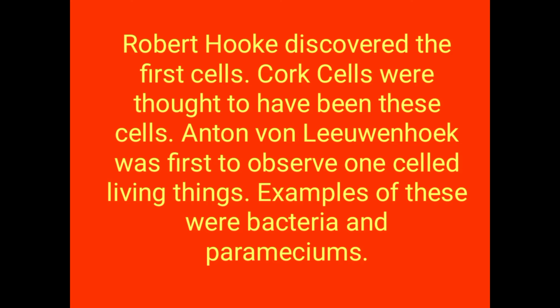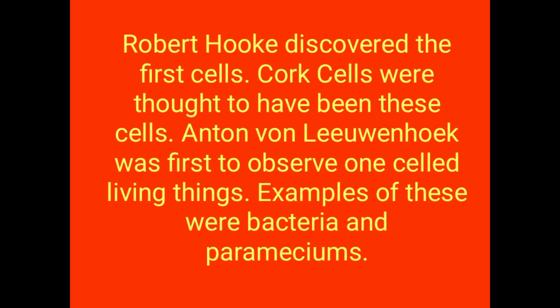Robert Hooke discovered the first cells, cork cells, which were thought to have been these cells. Anton van Leeuwenhoek was the first to observe one-celled living things. Examples of these were bacteria and parameciums. The first discovery of a cell took place by Robert Hooke. He was the first who discovered cells from plants like cork.